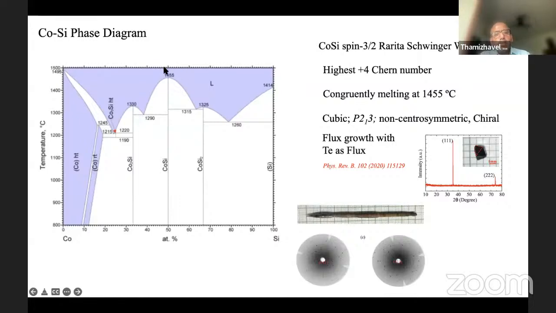So this can be grown by the Czochralski method. And we have grown this single crystal of cobalt silicon, which is fairly a long crystal, about 7 centimeter long. And these are the Laue diffraction patterns of these grown crystals. We have already studied the physical properties, but this is just to show that congruently melting compounds can be grown by the Czochralski method.